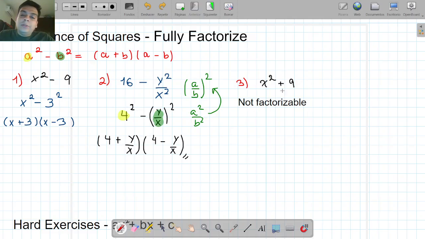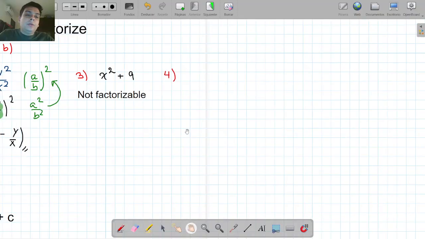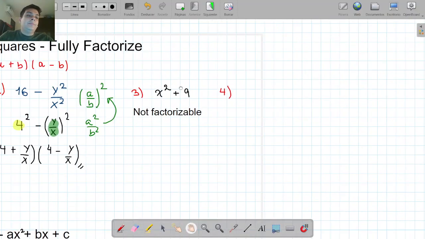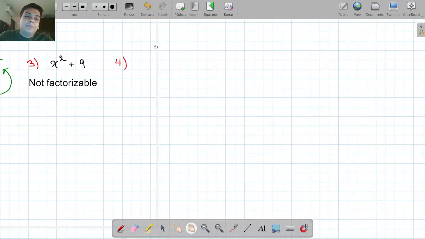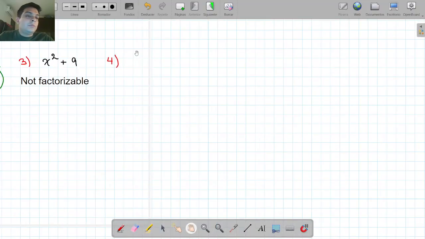Following with the other type of exercises, one type of exercise that you are going to encounter in your exam are the ones that we have to fully factorize. That's why it says fully factorize. When you have to fully factorize something, it means that you will have to do this process more than once. Let's put it in an example. Let's say we have y to the 4th power minus 16.